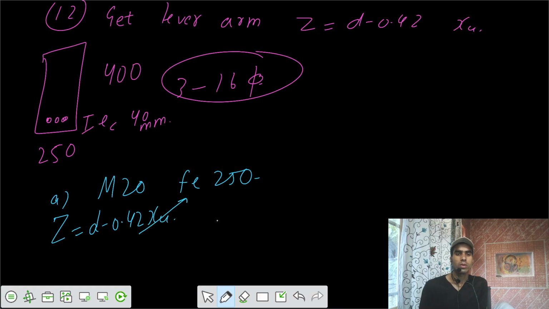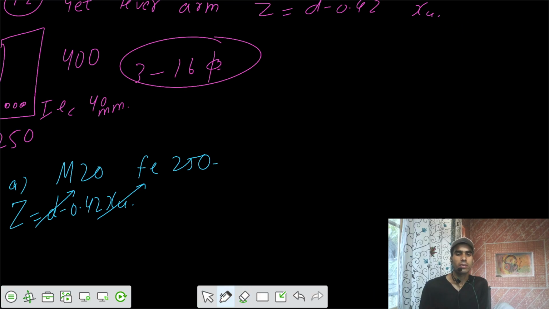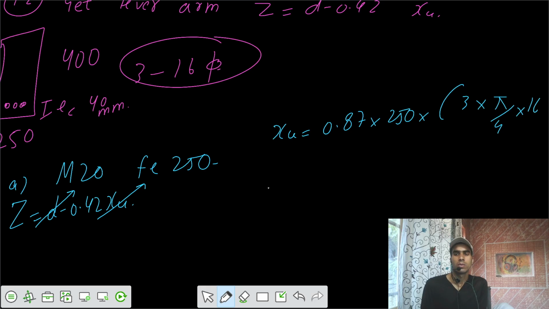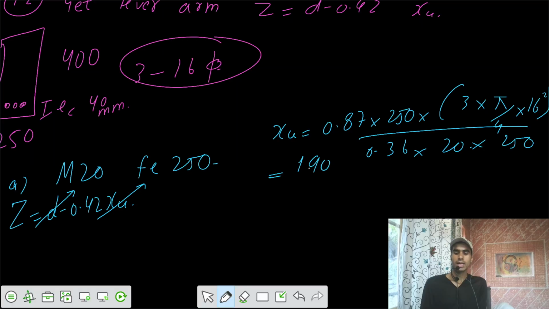So for that, Z would be D minus 0.42 XU, and we need to get the value of XU and the value of Z. Let's try to get the value of XU. XU corresponding to the first state is 0.87 Fy AST divided by 0.36 FCK B. B is 250. That means XU equals 72.88 millimeters.